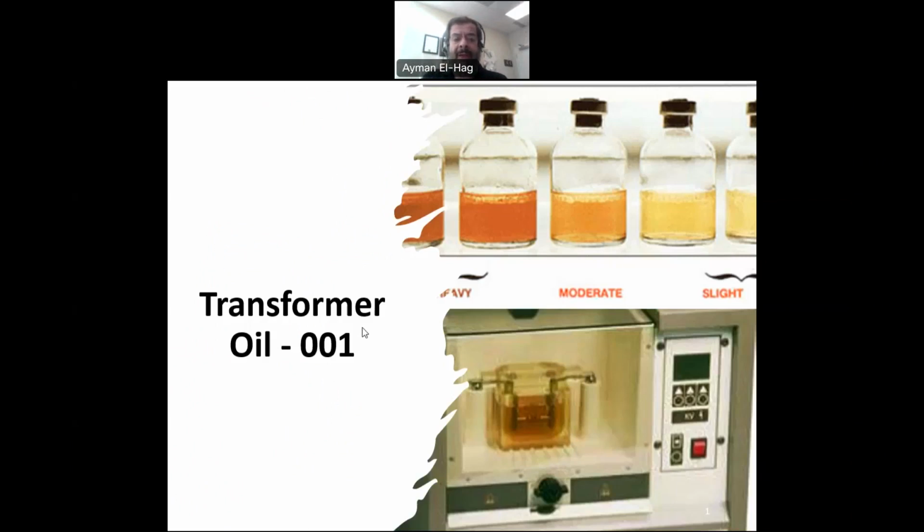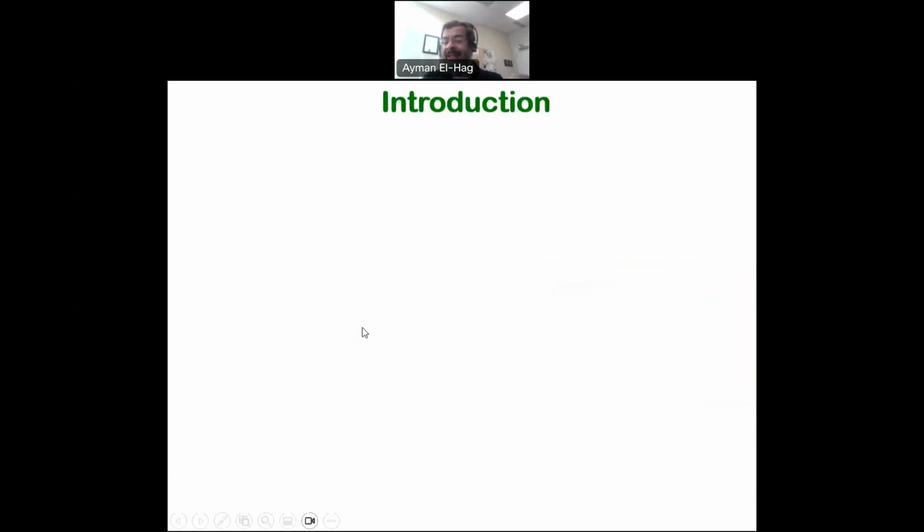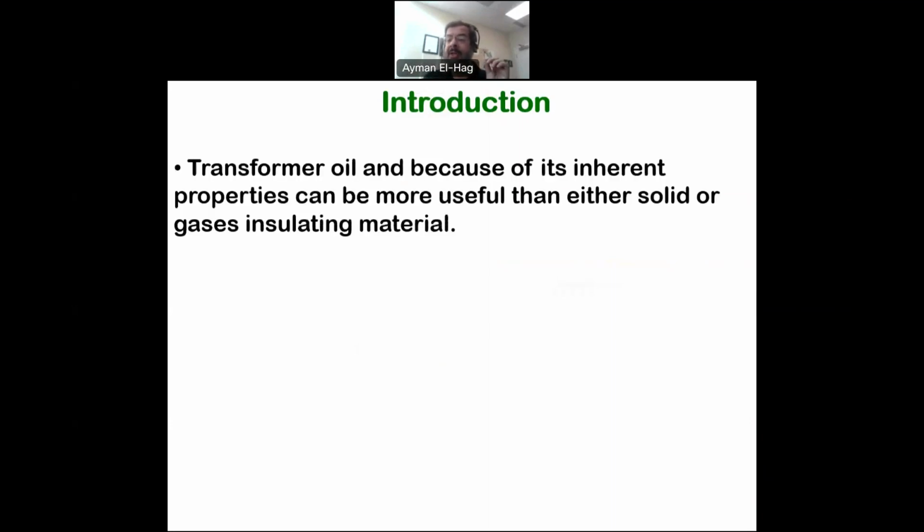To start with, let's talk about the advantages of the transformer oil. What is special about transformer oil? As we know, we have three different types of insulating materials. We have air or gases, we have oil, and we have solid. So the oil in certain applications is more useful than both the gases and the solid insulating material.